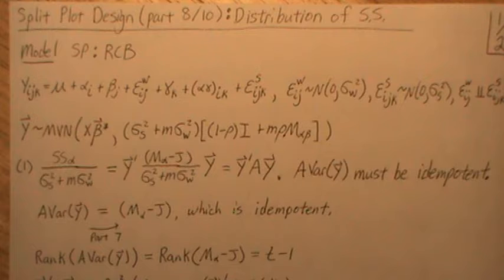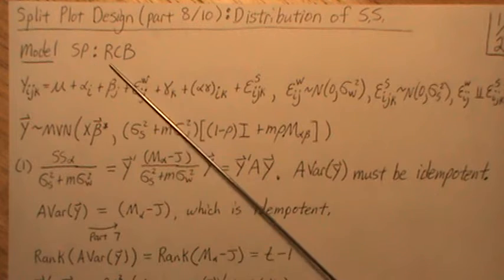In the previous two videos in this mini series, we partitioned the total sums of squares, and then we derived the expected values of the sums of squares. And now we're going to derive the distribution of each of these sums of squares. And we're going to do it for the split plot RCB.